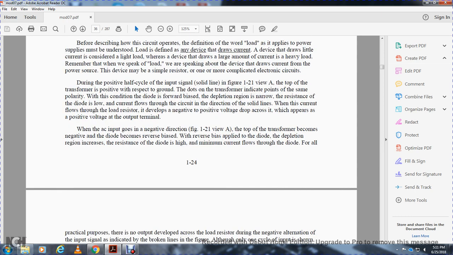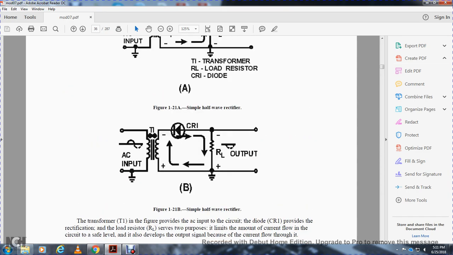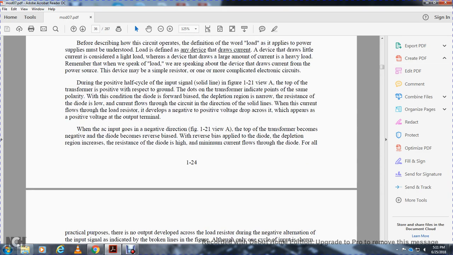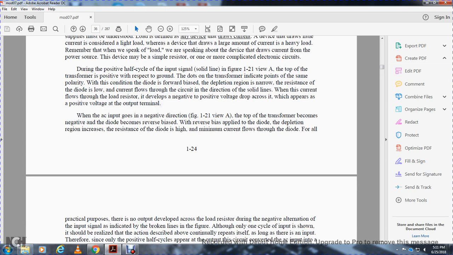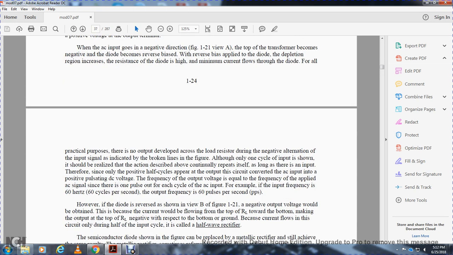During the negative alternation of the AC input in figure 121 view A, the top of the transformer becomes negative, and the diode becomes reverse biased. The depletion region increases, the resistance of the diode is high, and there is minimum current flow through the diode for all practical purposes. No output is developed across the load resistor during the negative alternation.